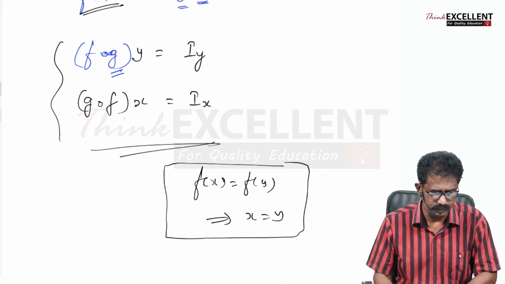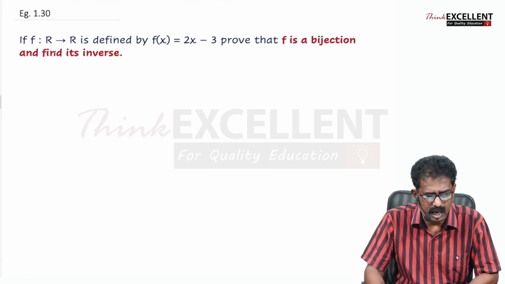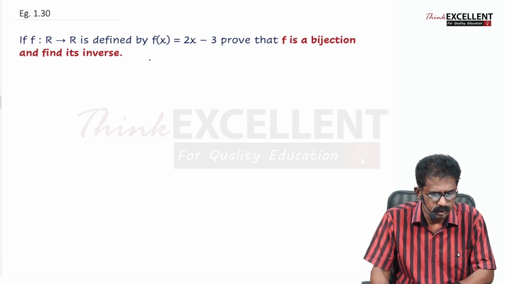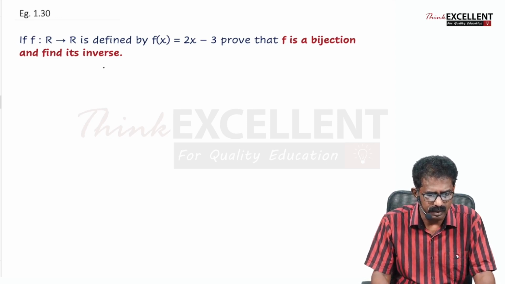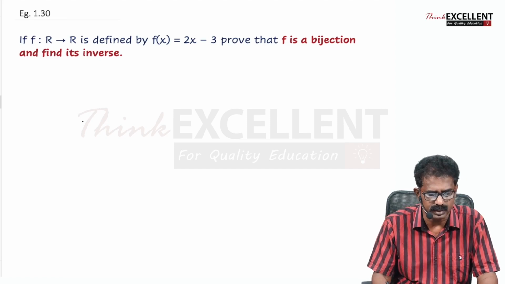So prepare well. Now look at this question. F is from R to R defined by f of x is 2x minus 3. Prove that f is a bijection and find its inverse. So here see what is given. F of x is 2x minus 3.